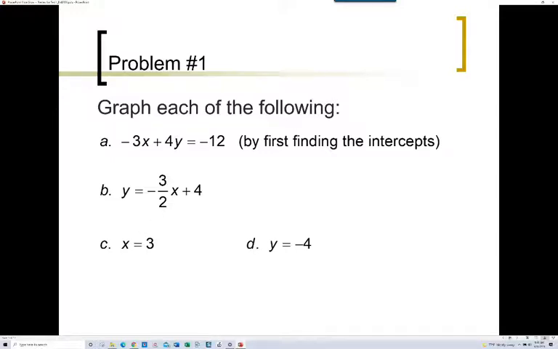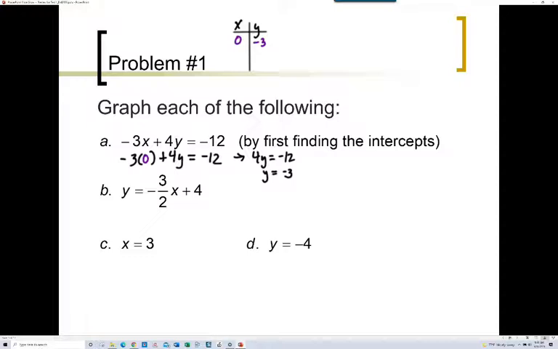To find intercepts, you want to make an XY chart, and let's let x be 0, and so we'll find the y-intercept when we do that. So you can plug in 0 for x, and when we solve this, notice negative 3 times 0 is 0, and 0 plus 4y is 4y. So we're going to get 4y is equal to negative 12, which means that y is negative 3. So when we choose x to be 0, we get y as negative 3.